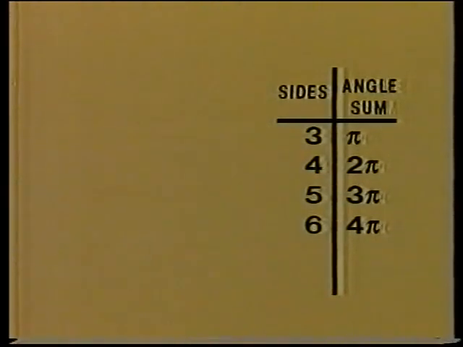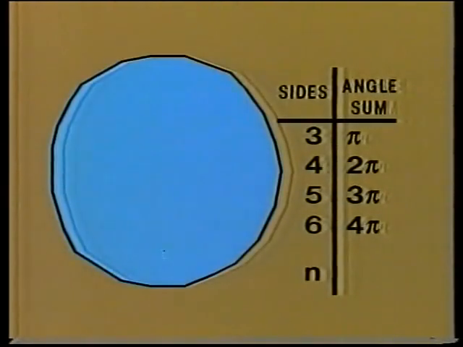And if you look at the pattern in the table, for an n-sided polygon, it looks as if the angle sum will be n minus 2 times pi. And how do we prove this conjecture? By mathematical induction.